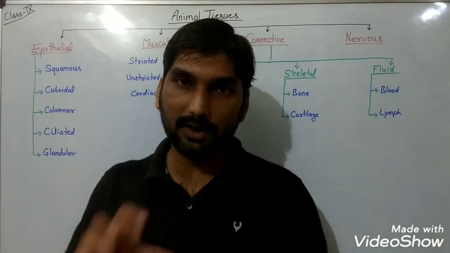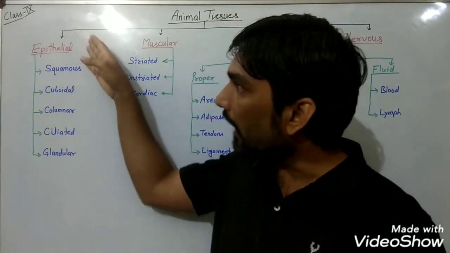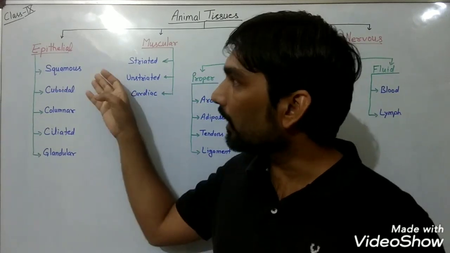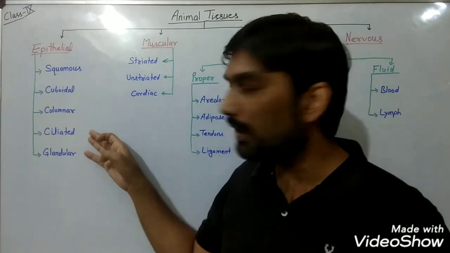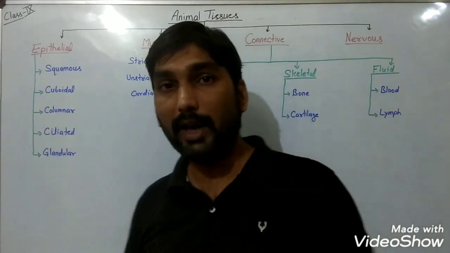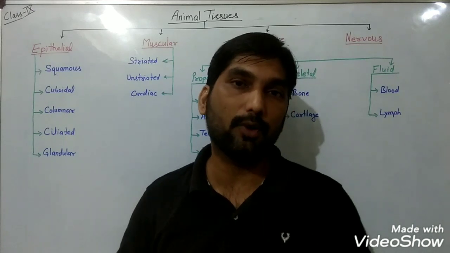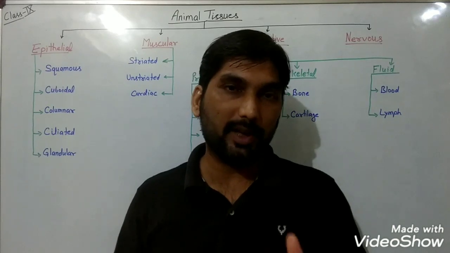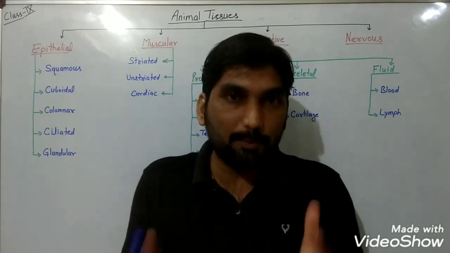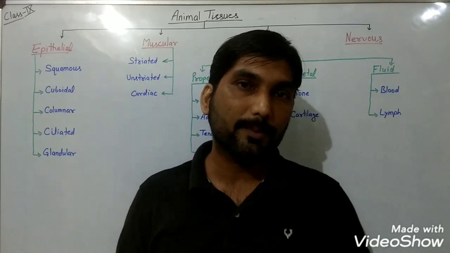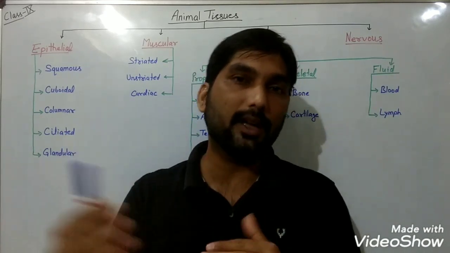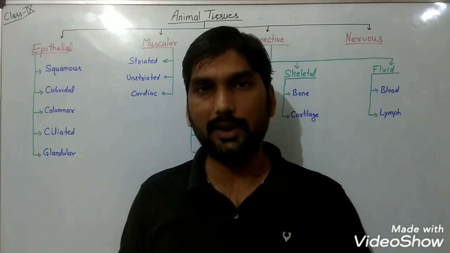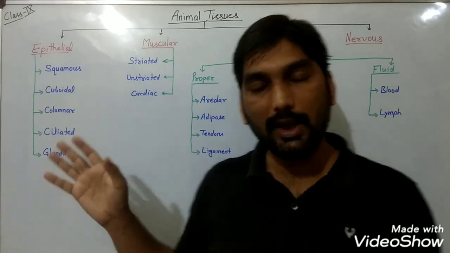In the next video that will be just based on the epithelial animal tissues, and we will discuss the types of these, what is squamous, cuboidal, columnar, ciliated or glandular epithelial tissue, and one more type of epithelial tissue on the basis of the layer of cells present. If the cells are in a single layer, that will be known as what? Simple epithelial tissue, and if the cells are present in multiple layers, that will be considered as what? Stratified. So this we will discuss in the next video, the epithelial tissue in animals.